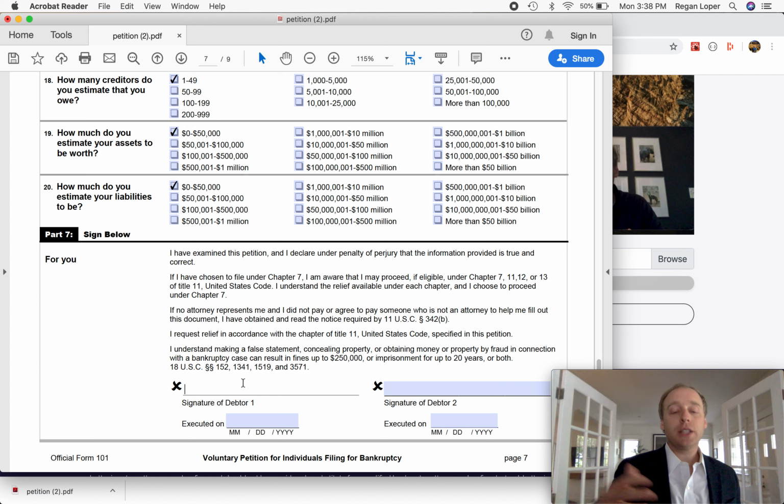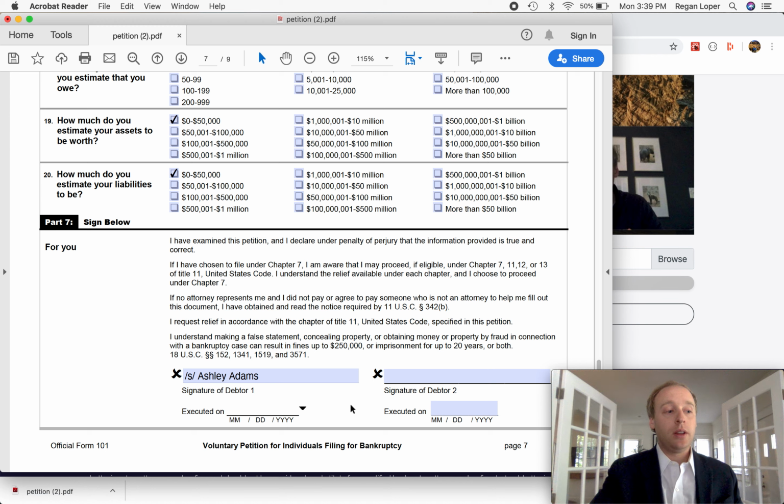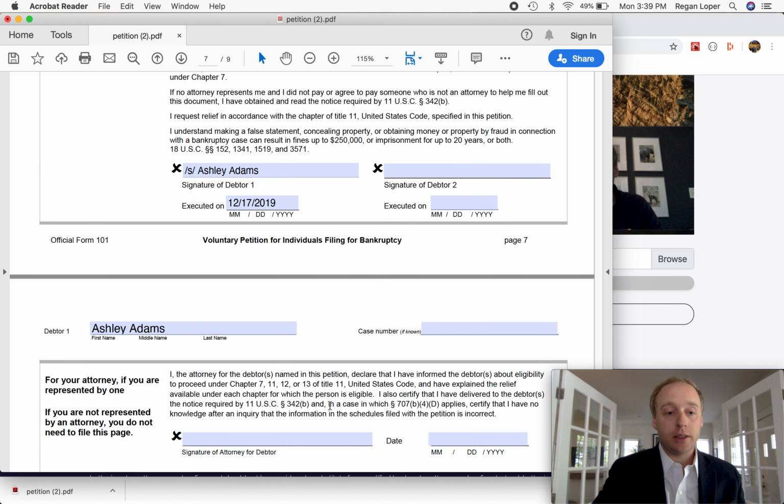So it asks for a signature. You can either print this out and sign it by hand before you file. The other thing the court allows you to do is actually file by an electronic signature. And so what you do here is you put /s/ and then your name. And that's what she did. /s/ Ashley Adams. And the date that you signed it. In this case, she filed on December 17 of 2019. And so that's what she put in that box.